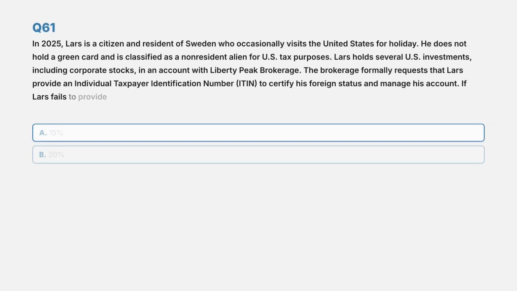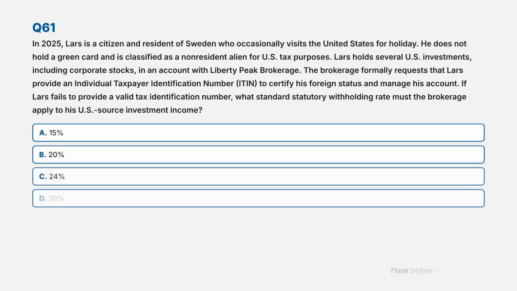Question 61. Here's the scenario. In 2025, Lars is a citizen and resident of Sweden who occasionally visits the United States for holiday. He does not hold a green card and is classified as a non-resident alien for US tax purposes. Lars holds several US investments, including corporate stocks, in an account with Liberty Peak Brokerage.